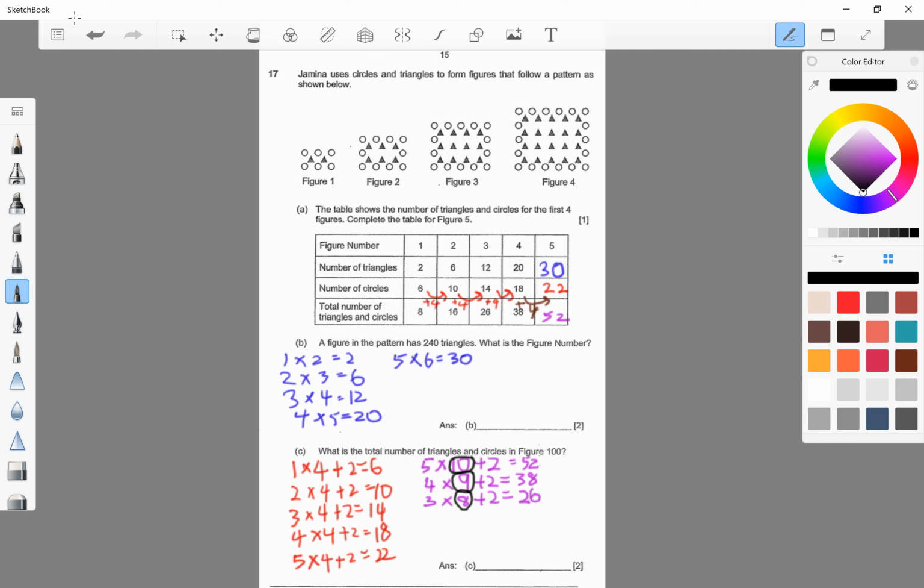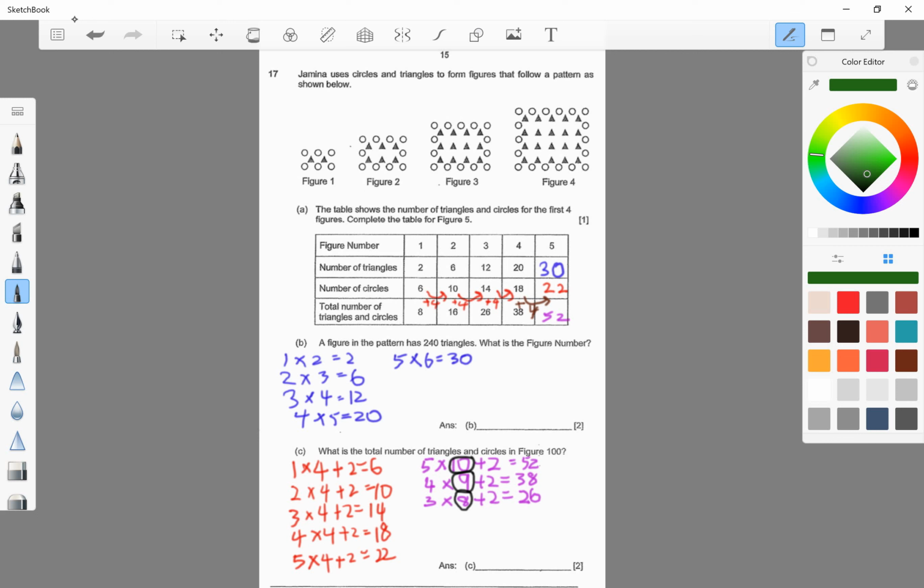Right now, as I'm trying to solve part B, a figure in the pattern has 240 triangles. What is the figure number? Alright, what is the figure number? So a question like this, right, it has got to do with, I would say, simple trial and error. Okay, simple trial and error. So let's test it out. Our number that we want is 240.